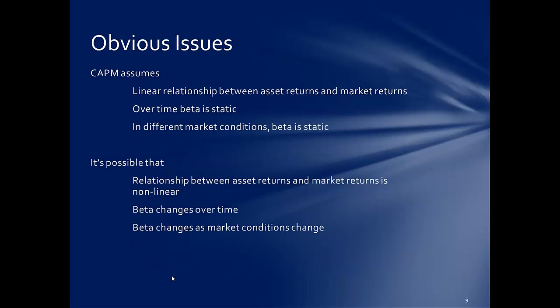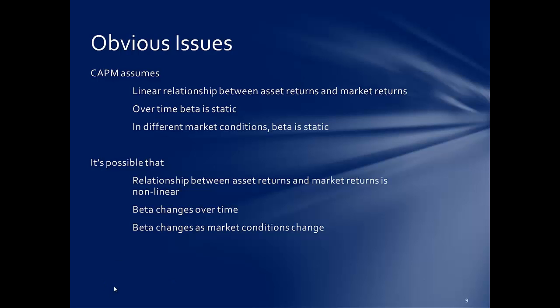There are, however, obvious issues with CAPM, and these are only a smattering of the issues. Those of you who have been more fully exposed to the capital asset pricing model have a deeper understanding of issues that I'm not covering here. But here are some of the obvious issues. CAPM assumes a linear relationship between asset returns and market returns. There's absolutely nothing that says the relationship has to be linear. Also, the capital asset pricing model, generally speaking, over time assumes that beta is static, meaning it doesn't change. There's no reason why a beta can't change.